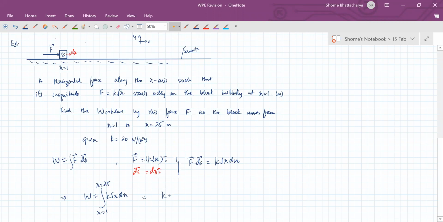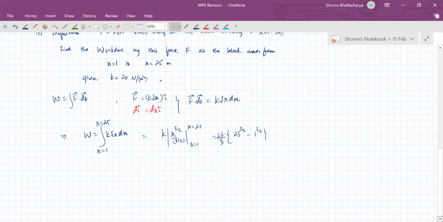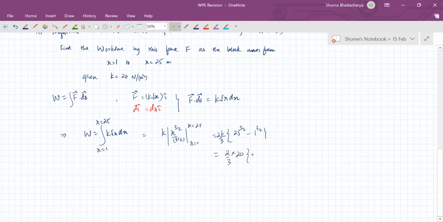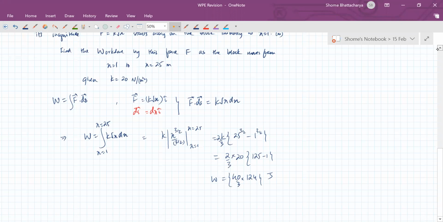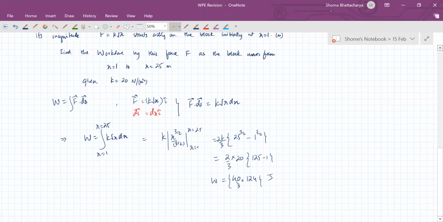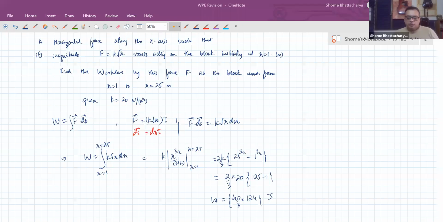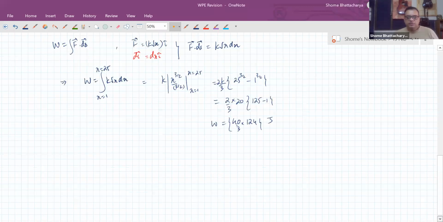So as you can see, k's value itself was 20. So 2 by 3 into 20 into this will become 125 minus 1. So this value in joules will be equal to the work done. Okay. So just make sure you're clear with all the steps over here. We'll move on to another question next. So this is an example of the usage of integration to calculate work done by a variable force.